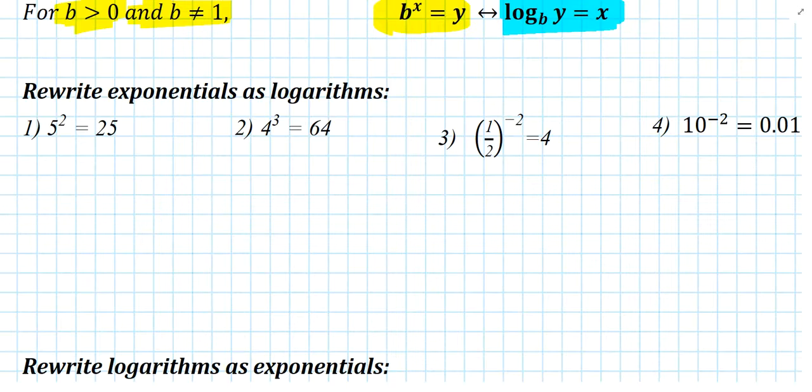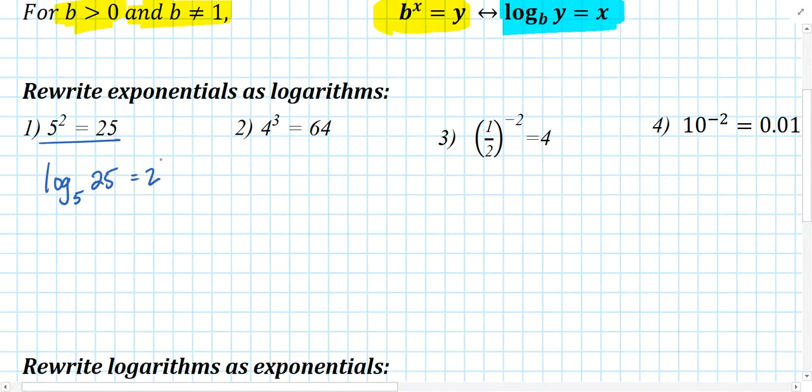You should recognize that 5 squared is equal to 25. This exponential equation can also be written as a logarithm. Logarithm base 5 of 25 is 2. In the next example, we see that 4 to the third power is equal to 64. When written as a logarithm, we would have logarithm base 4 of 64 equals 3.